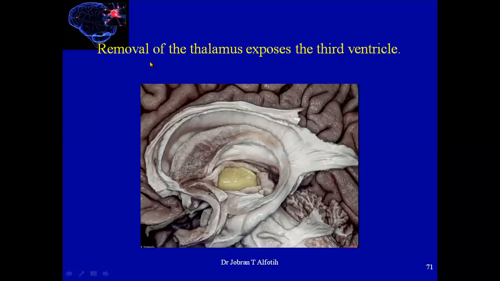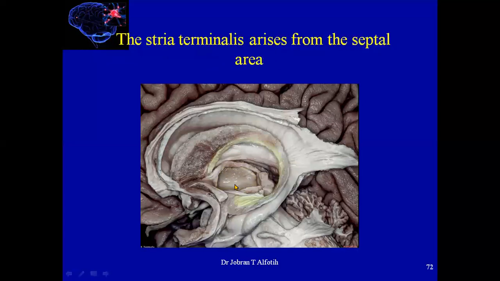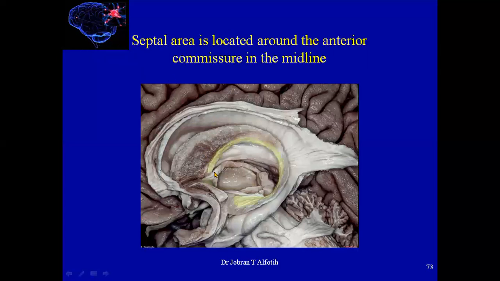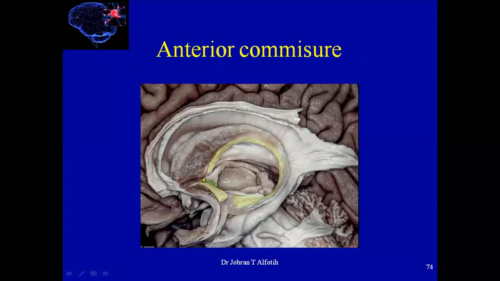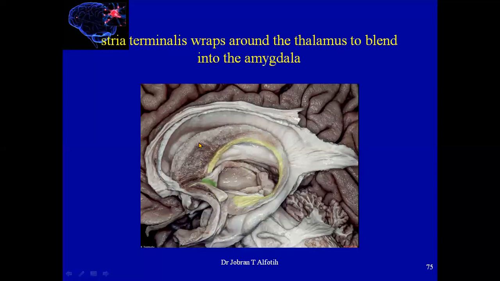After removal of the thalamus, we can expose the third ventricle. Here is the stria terminalis, which comes from the septal area. The septal area is located around the anterior commissure in the midline. Here is the anterior commissure, and the stria terminalis comes from behind or around the anterior commissure. The stria terminalis wraps around the thalamus and also goes to the amygdala.